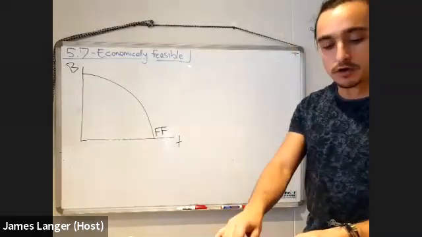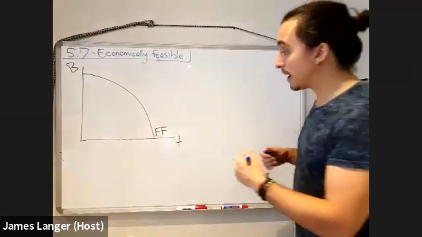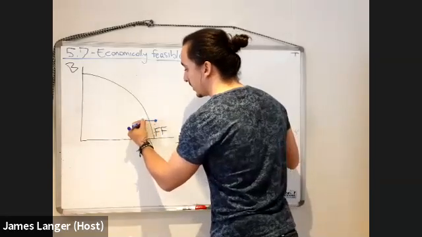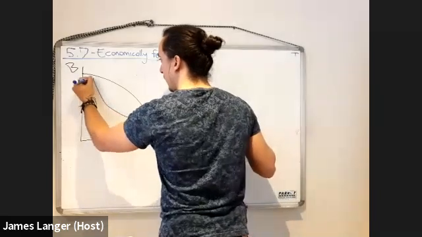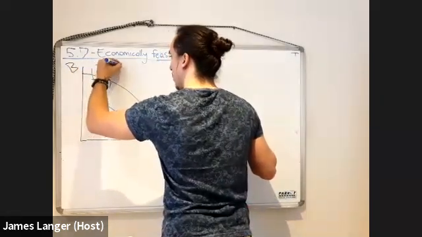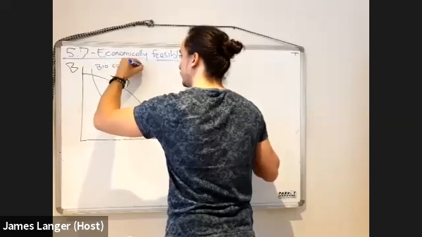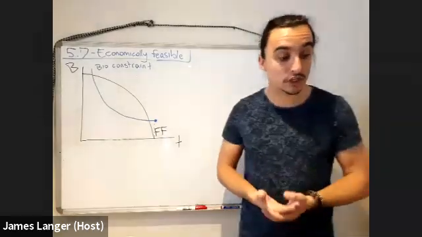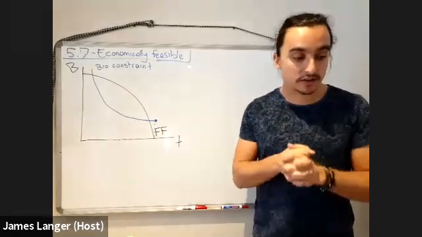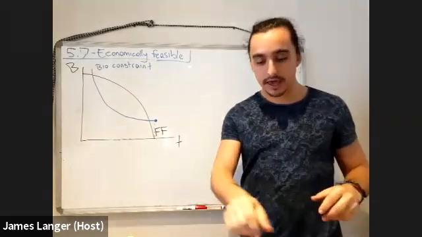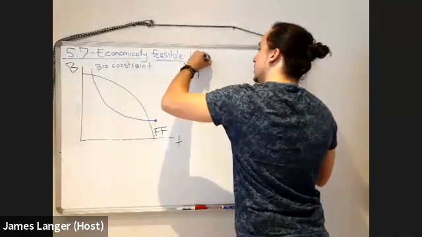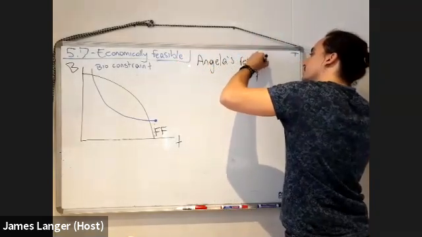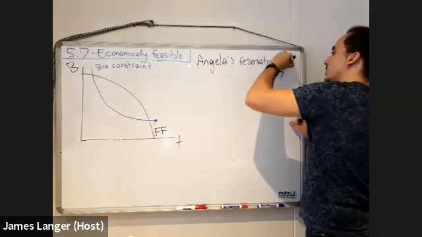Okay, so now first we're going to just draw in the biological constraint. Okay, we've got our biological constraint there, and now what we essentially want to derive is Angela's reservation indifference curve. So what we're going to derive now is Angela's reservation indifference curve.